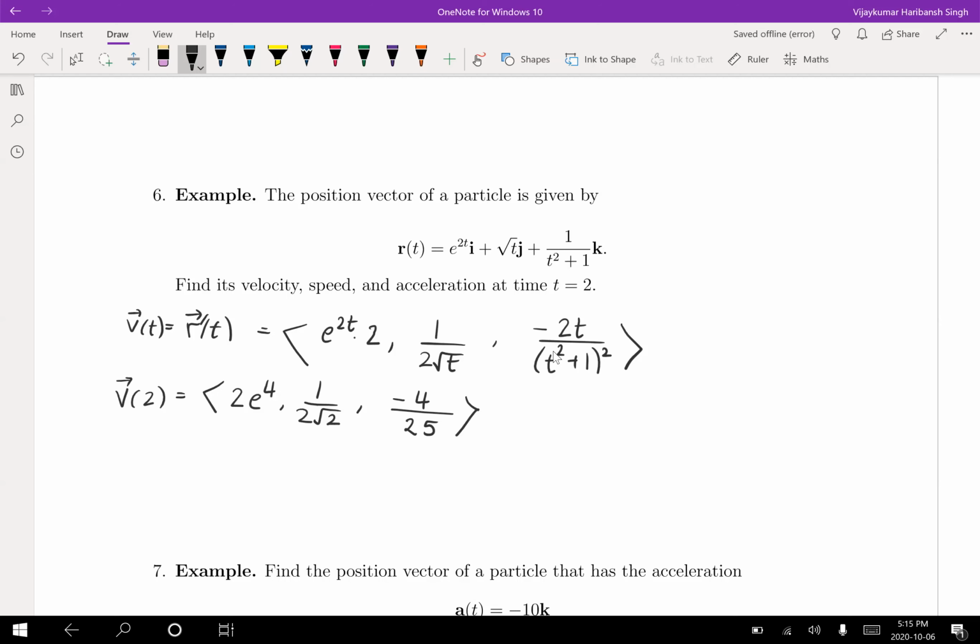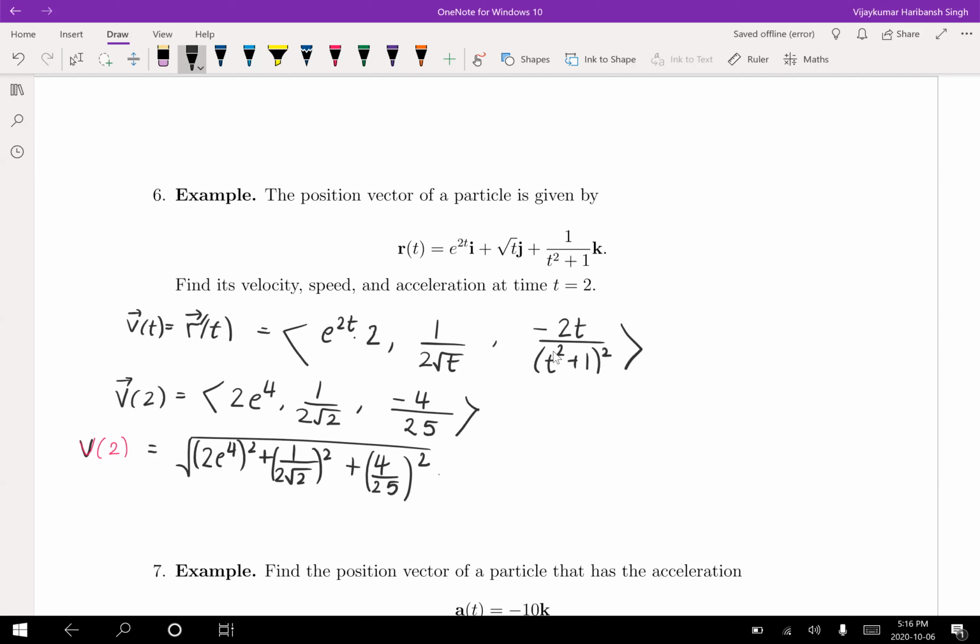Now what about speed? So v of 2 without the arrow on top is the speed. So v of 2 is essentially the square root of 2e to the 4 whole squared plus 1 by 2 root 2 the whole squared plus minus 4 by 25 the whole squared. Sorry, this is the speed at 2. Velocity is a vector, speed is a scalar, which is the length of your velocity.